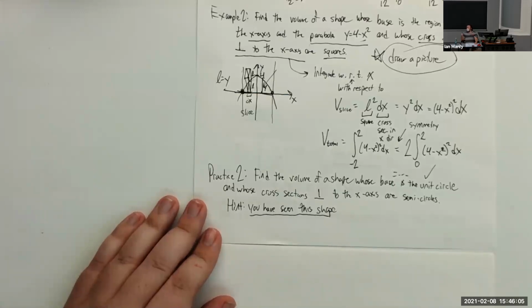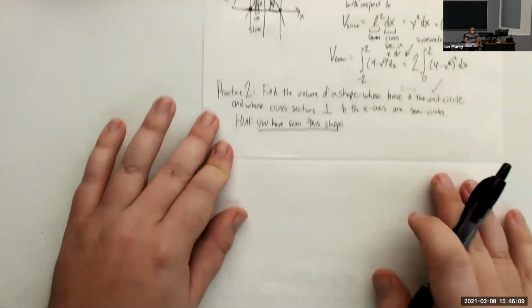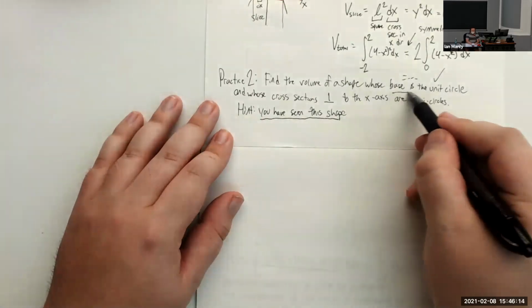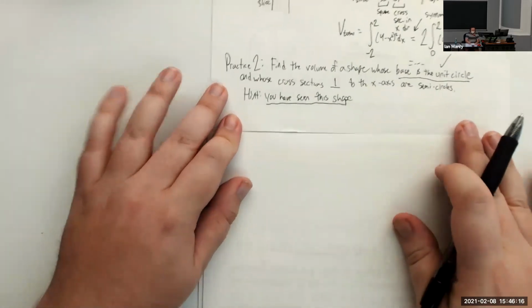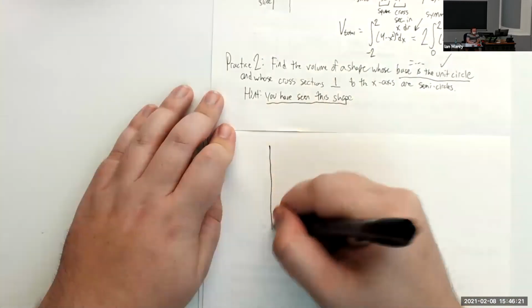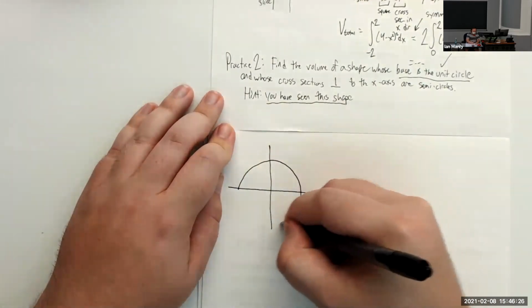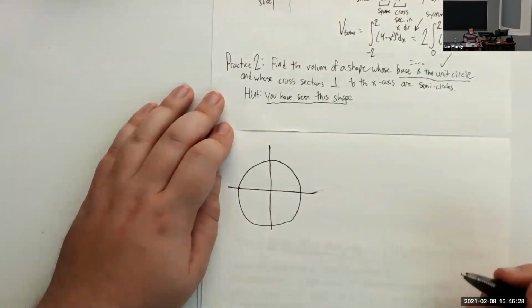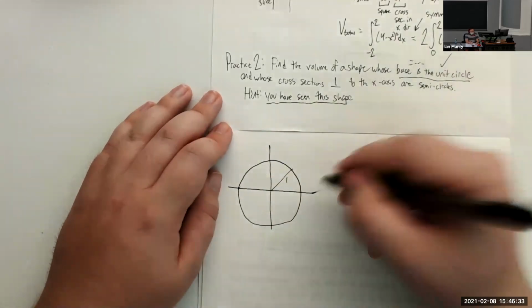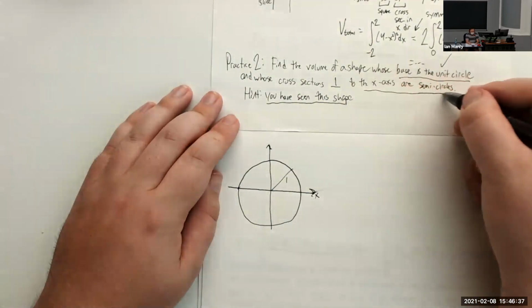All right, for the last 5 minutes, let's go over this problem and see how we do it. Find the volume of a shape. Remember, let's try to dissect this again. Find the volume of a shape whose base is the unit circle. Whatever the first thing they say is, whatever the base is, we draw that picture. So we're going to draw a picture of the unit circle. Okay, there's our unit circle, which has a radius of 1. And whose cross sections perpendicular to the x-axis are semicircles.